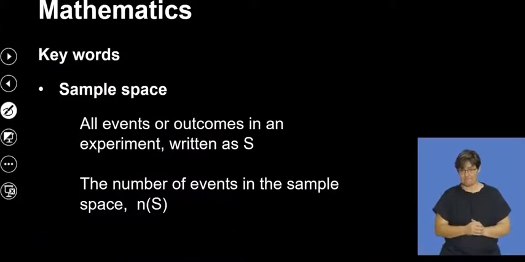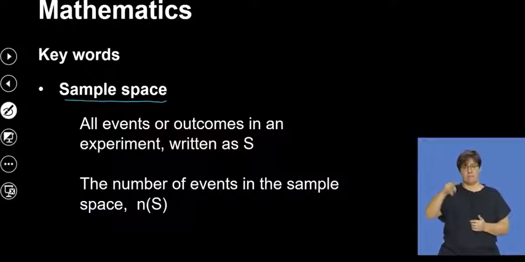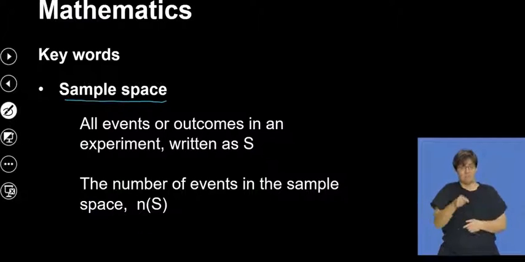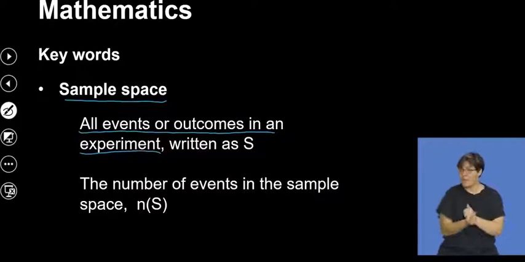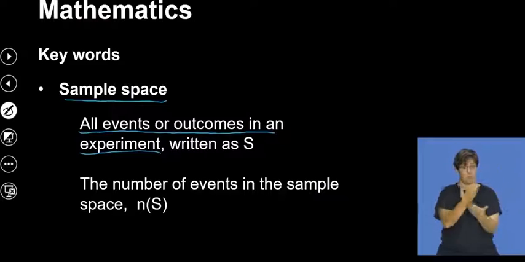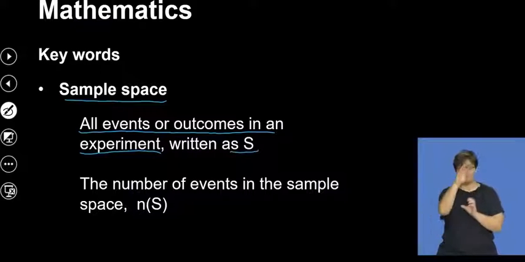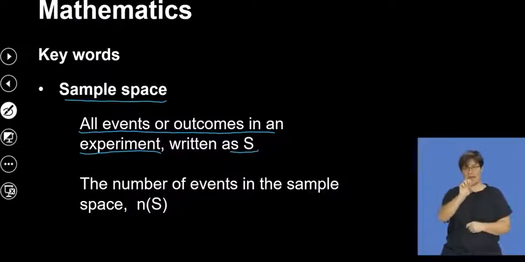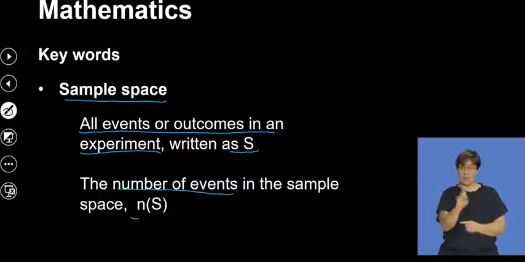So the first thing that we're going to look at is the idea of a sample space. A sample space is a collection of events or outcomes in an experiment. So when we do probability calculations, we usually do experiments. And all of those outcomes or events are part of the sample space, which we write as S. When we want to know the number of events, we write it as n(S), just like that.